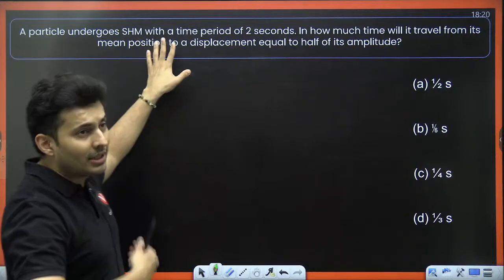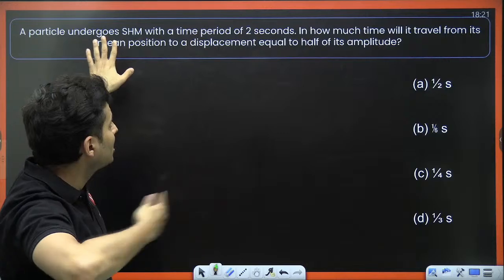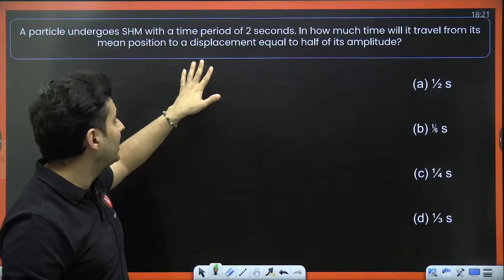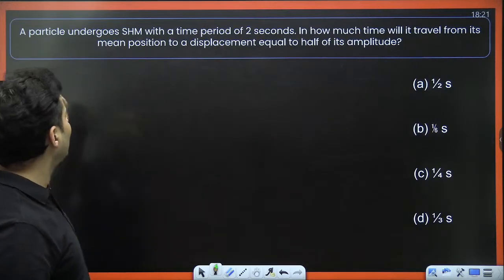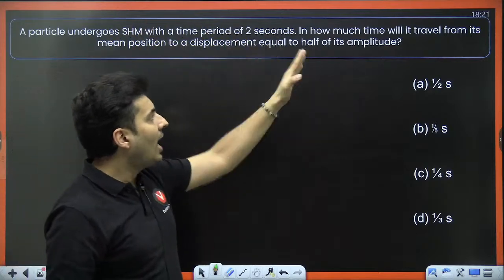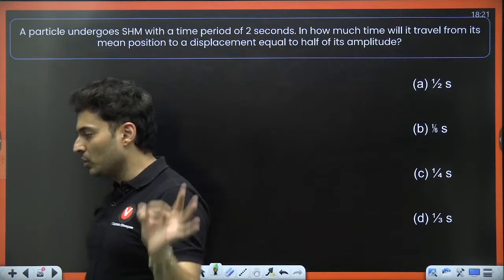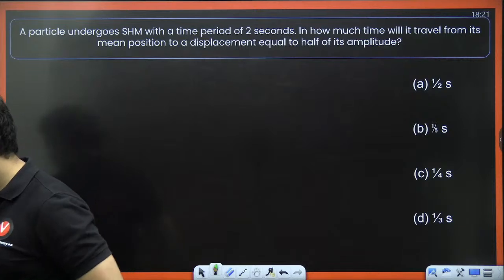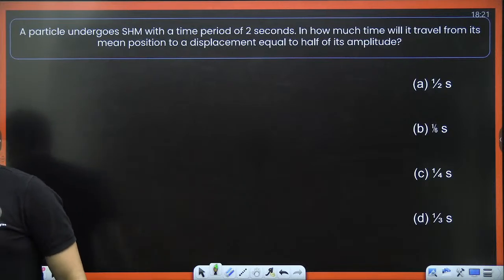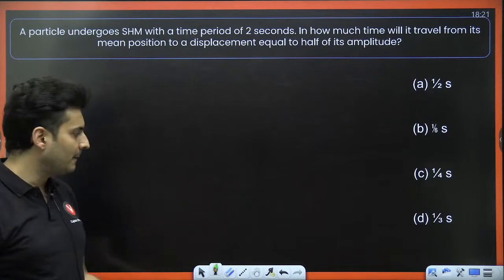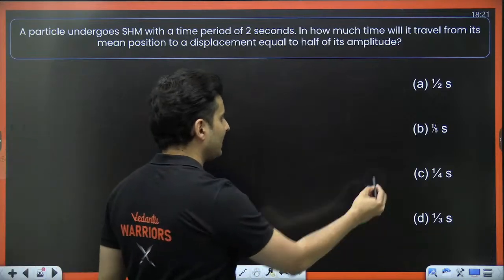Let's see if you guys can solve this. A particle undergoes a simple harmonic motion with a time period of 2 seconds. In how much time will it travel from mean to half the amplitude? Mean to half the amplitude. Come on, think about it. What do you think should be the correct answer?